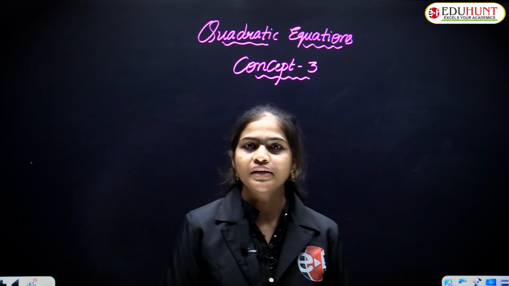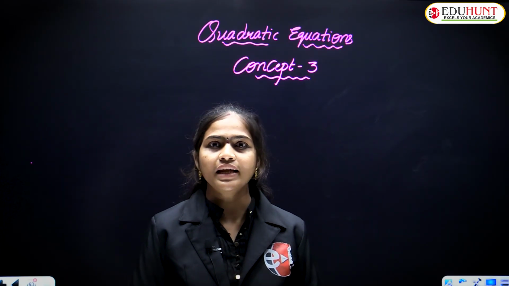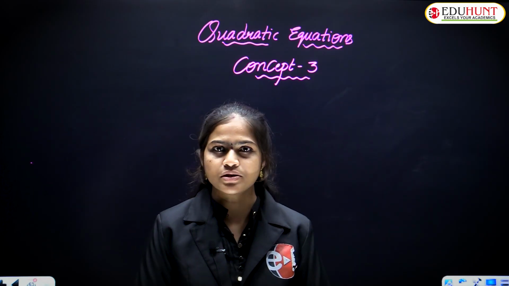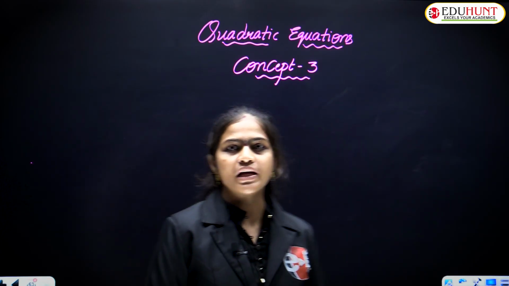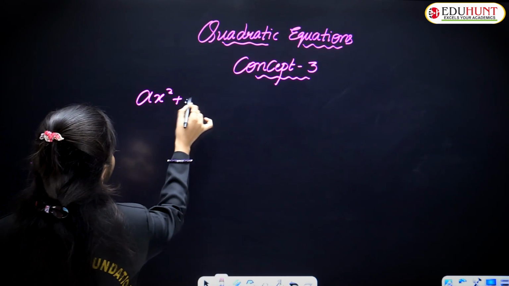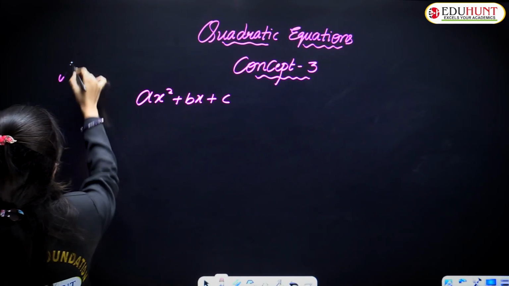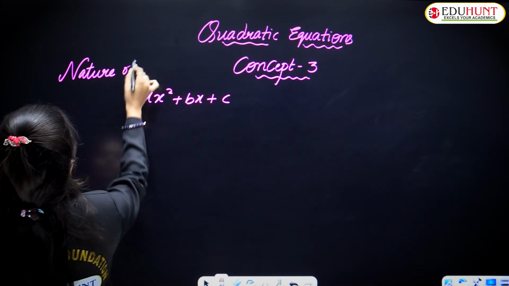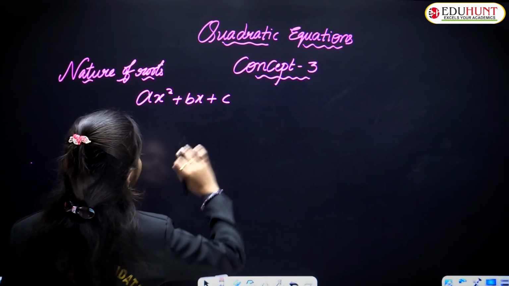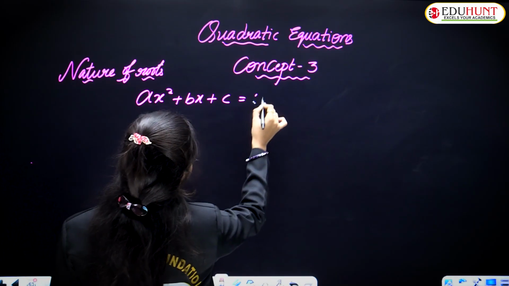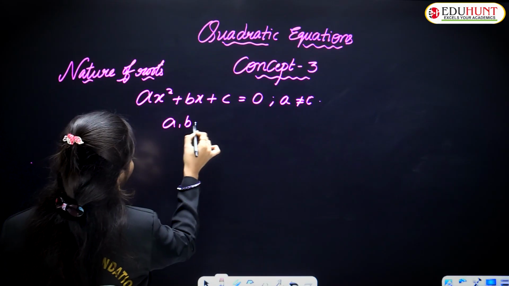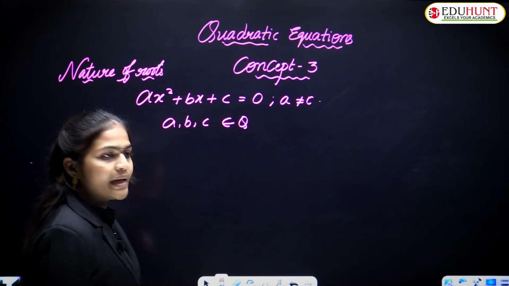So hi children. In the previous video what did we learn? We learnt about the nature of the roots. We learnt that if a, b, c are real numbers, then what we can say about the roots. Now in this video we are going to discuss the quadratic equation ax square plus bx plus c equal to 0, a not equal to 0, which is also related to nature of roots, and some other concepts. Here a, b, c belongs to Q.